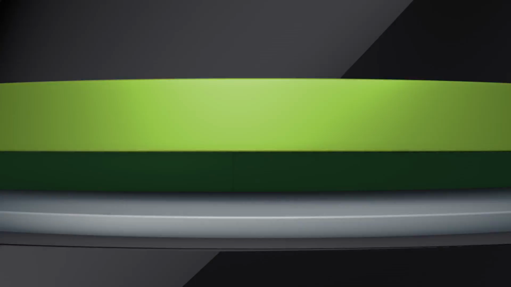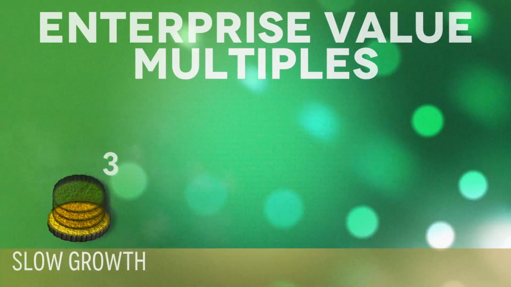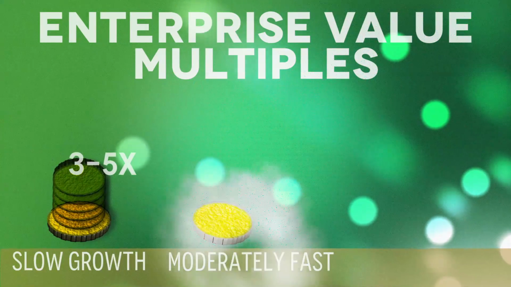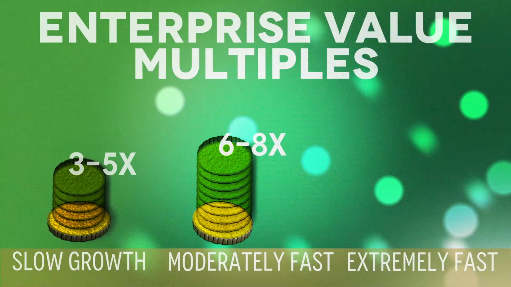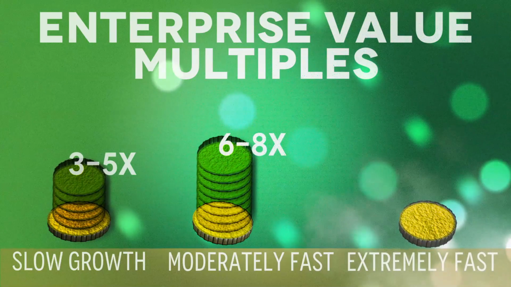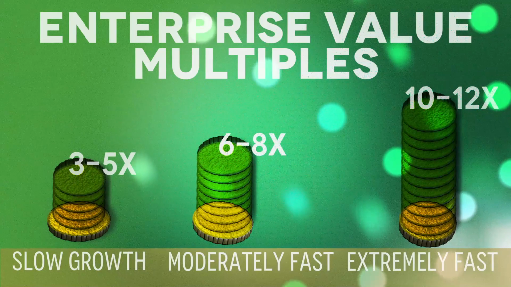And why do financial investors and private equity take a look at EBITDA? Well, because they want to measure the different multiples on that. A slow-growing company could have an enterprise value multiple off of the EBITDA of anywhere between 3 and 5 times EBITDA. A moderately fast-growing company could approach 6 to 7 to 8 times EBITDA. An extremely fast or high-growth company can command a multiple in the 10 to 12 range. Some of the fastest-growing companies can approach multiples in the teens. So that's one way to measure enterprise value.